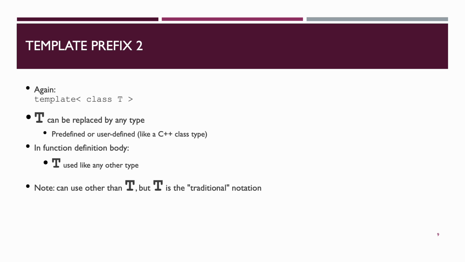Then while you can use any identifier instead of T, it is common practice to use T as the placeholder for the type in templates. This convention helps in making the code easily understandable and consistent.